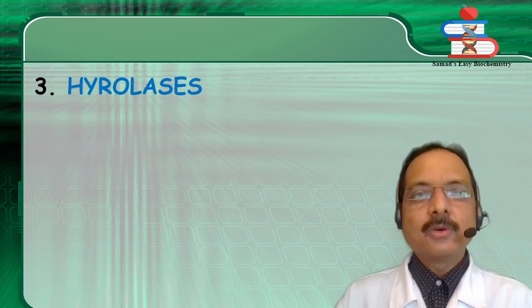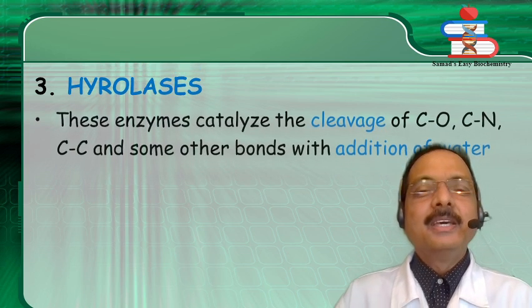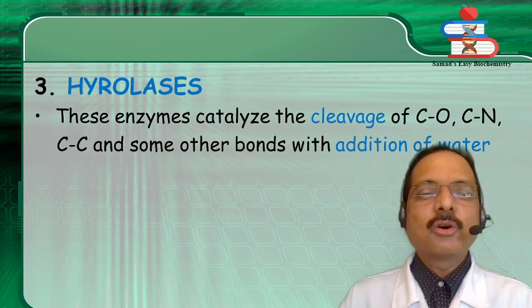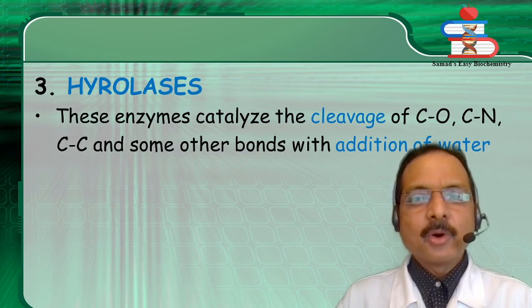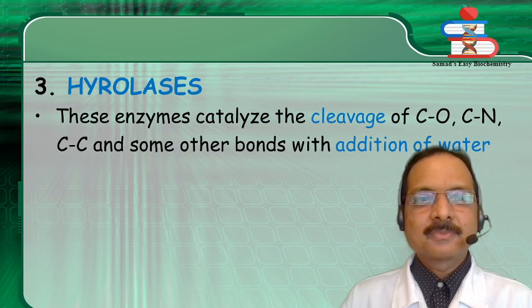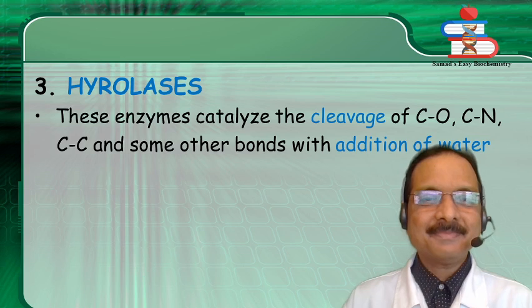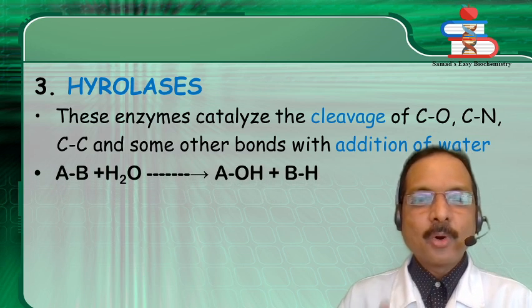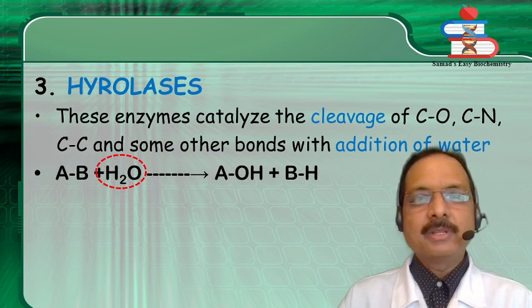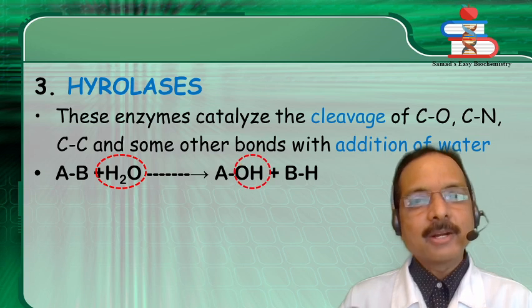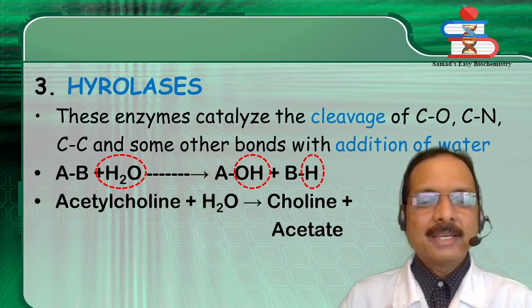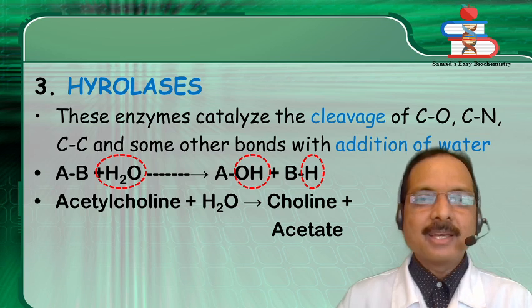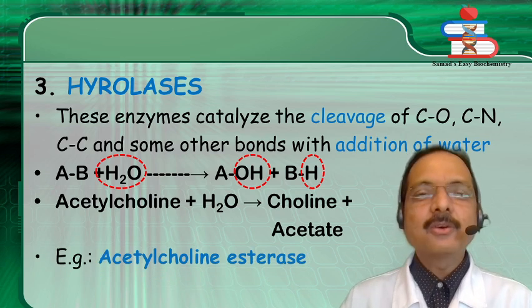Number 3, hydrolases. These enzymes catalyze the cleavage of carbon-oxygen, carbon-nitrogen, carbon-carbon and some other bonds with addition of water. Hydrolytic cleavage. As you can see, the bond between A and B is hydrolyzed with the help of water and we get two hydrolyzed products. Example, acetylcholine is hydrolyzed to choline and acetate. Example of enzyme, acetylcholine esterase.